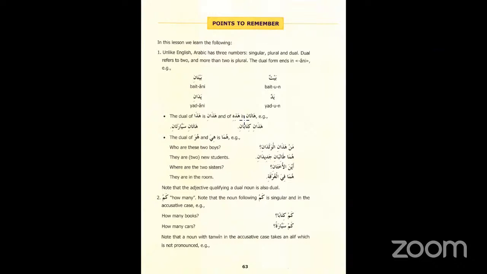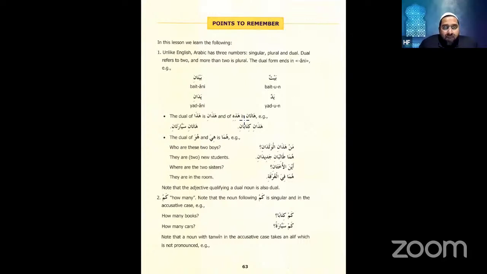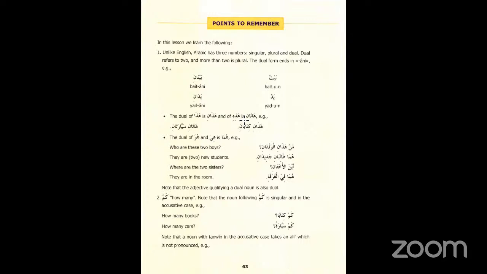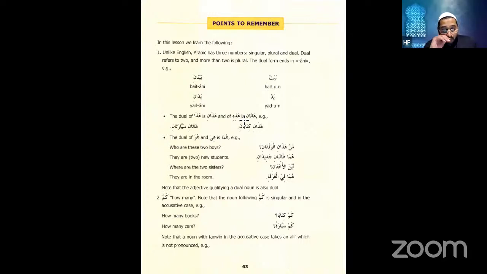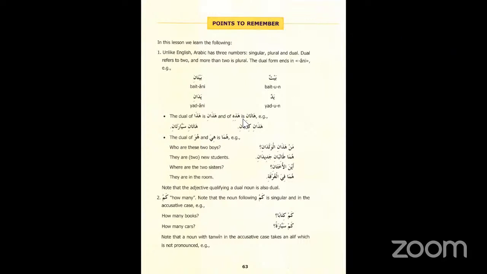Bismillah ar-Rahman ar-Rahim. In this lesson, we learn the following. Unlike English, Arabic has 3 numbers: singular, plural, and dual. Dual refers to 2, and more than 2 is plural. The dual form ends in ani. Yep, that's right. So, for example, Baytun is a house, and Baytani are 2 houses. Excellent. Yadun, a hand, Yadani, 2 hands.